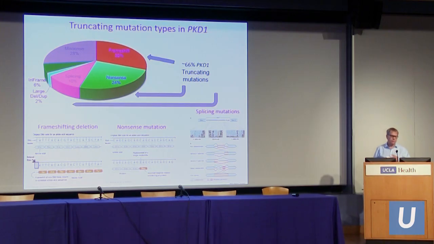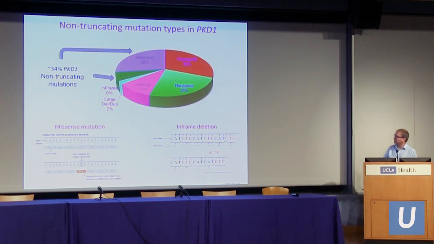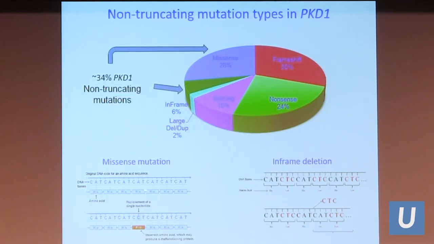Either way, they result in a protein that's likely to be inactivating. The other type of mutation are ones that are in-frame changes. These account for about 34% of PKD1 mutations. They can be missense changes where one amino acid is simply substituted for a second amino acid, or they can be in-frame deletions or insertions. In this case, a three-base pair insertion deletion loses this amino acid, but otherwise the reading frame of the protein is maintained. And so you can imagine this may not be as detrimental as a frame-shifting change.